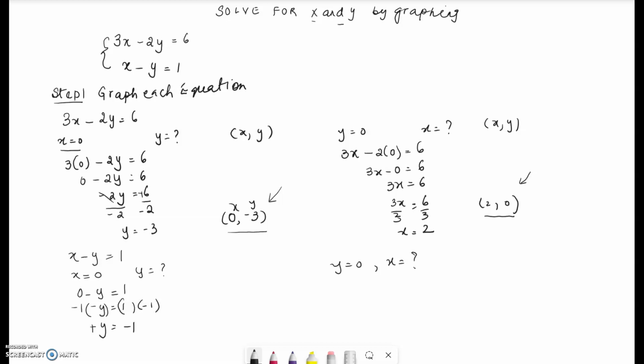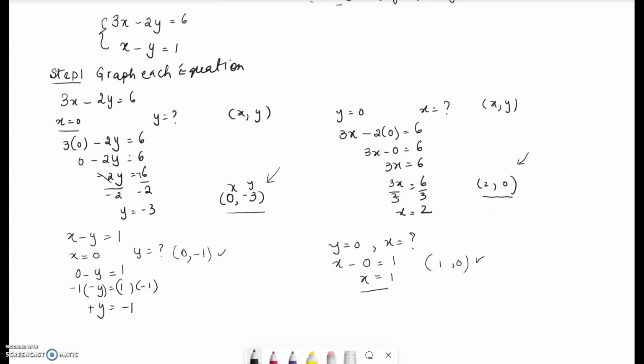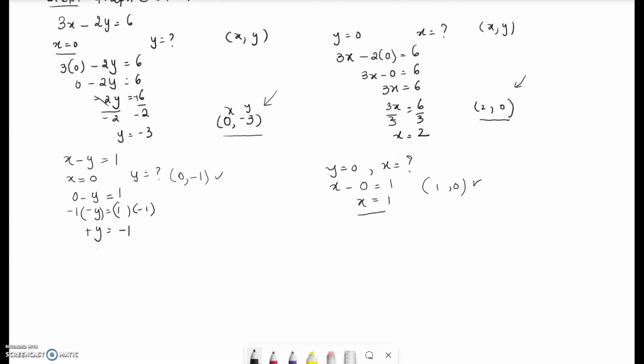So one of our points is 0, negative 1. When x is 0, y is negative 1. We find the second point by plugging in y equals 0. So x minus 0, because y equals 0, equals 1, which is the same as x equals 1. So when y is equal to 0, x equals 1. So this is our y-intercept, and this is the x-intercept. Now we've got the 2 points. Now we need to graph the two equations.